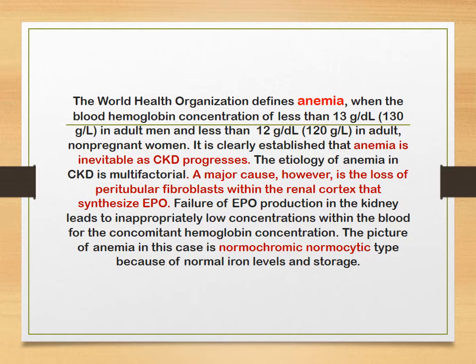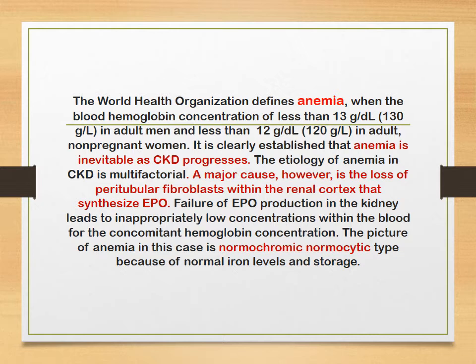Also, the WHO defines anemia as below 13 in males and 12 in females, and in pregnant women. Anemia is usually inevitable in chronic kidney disease. Usually, the major cause of anemia in chronic kidney disease is the loss of erythropoietin from the normal kidney, erythropoietin, the stimulator of erythropoiesis. The loss of it in the diseased kidney results in anemia.